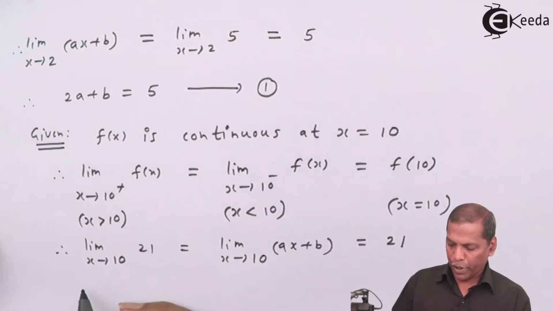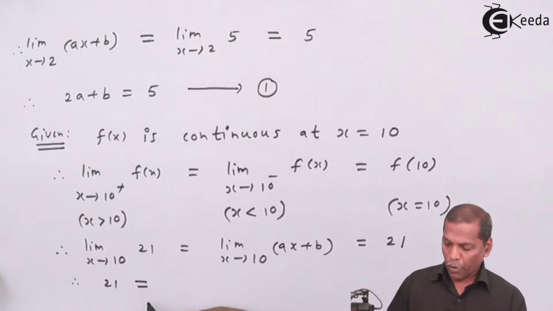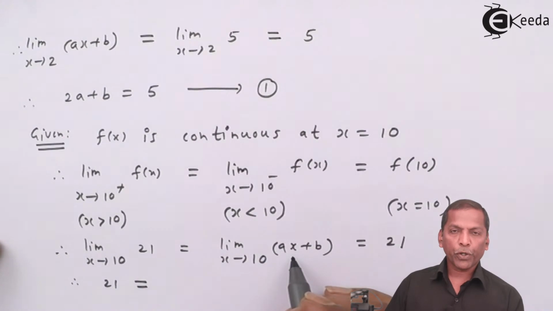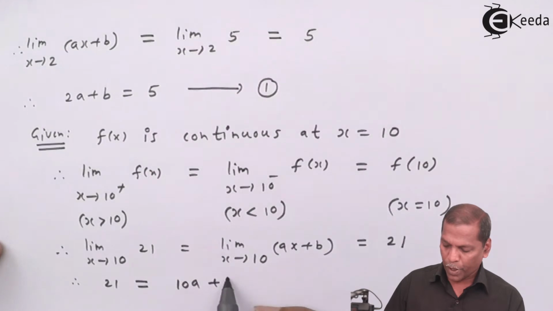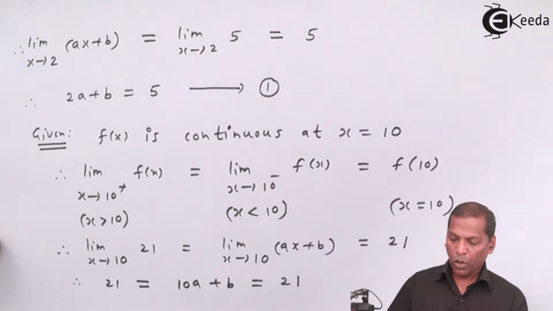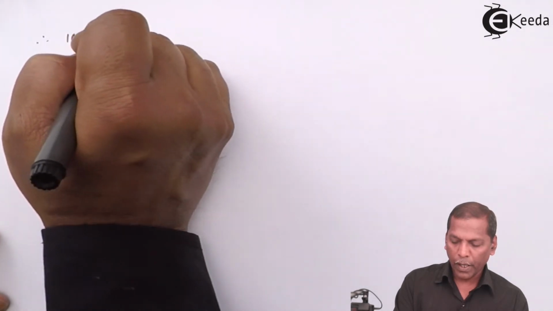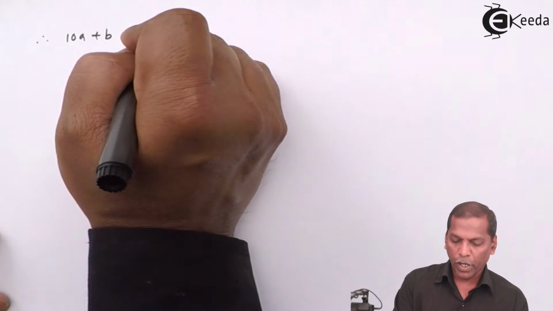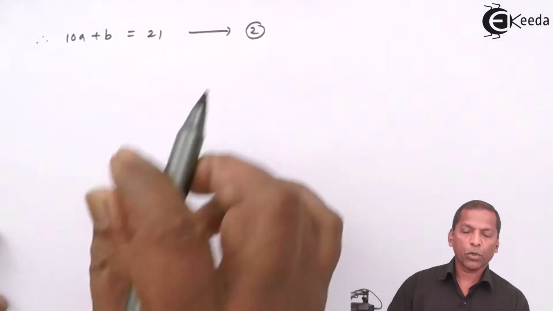So the next step will be, we write 21 as it is, that equals. Now here, wherever x is, we have to substitute the limit value, that is 10. So we get 10a plus b, and that again equals 21. So from this, we conclude that 10a plus b equals 21. Let us denote this as equation 2.